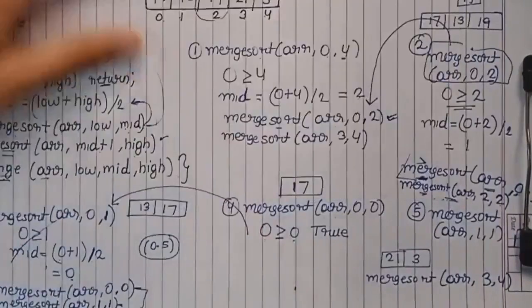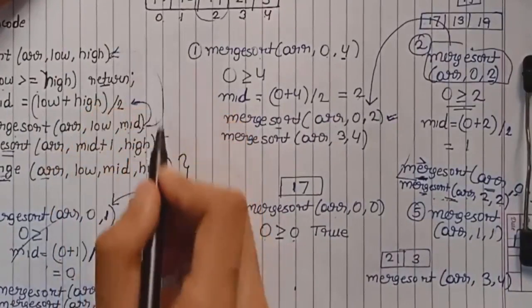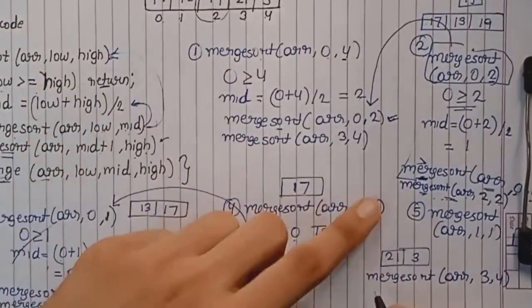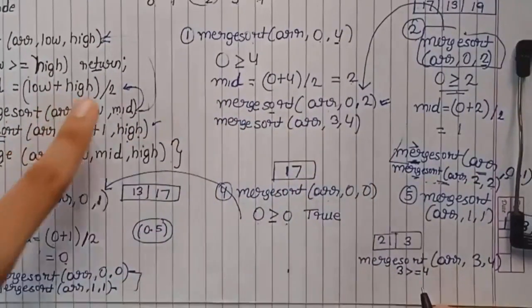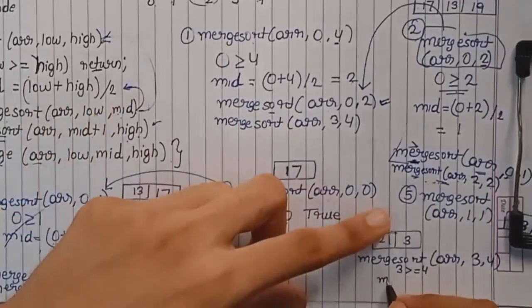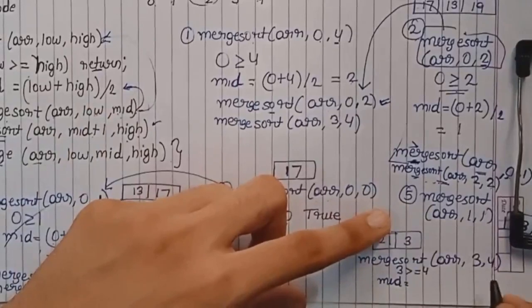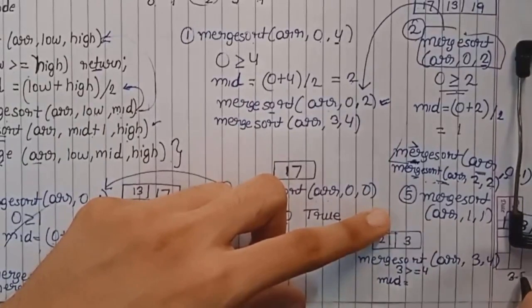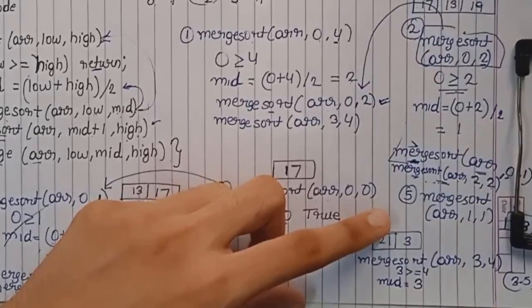And now what will happen, the control will transfer to this, and now this code will again start running. So again the condition will be checked, that is low is greater than or equal to high. You can see that this condition is false, so the control will go to the next line. It is mid. So mid will be calculated here as 3 plus 4 by 2, that is 7 by 2, and since it acts as a greatest integer function, 3.5's greatest integer would be 3. So here the mid is 3.